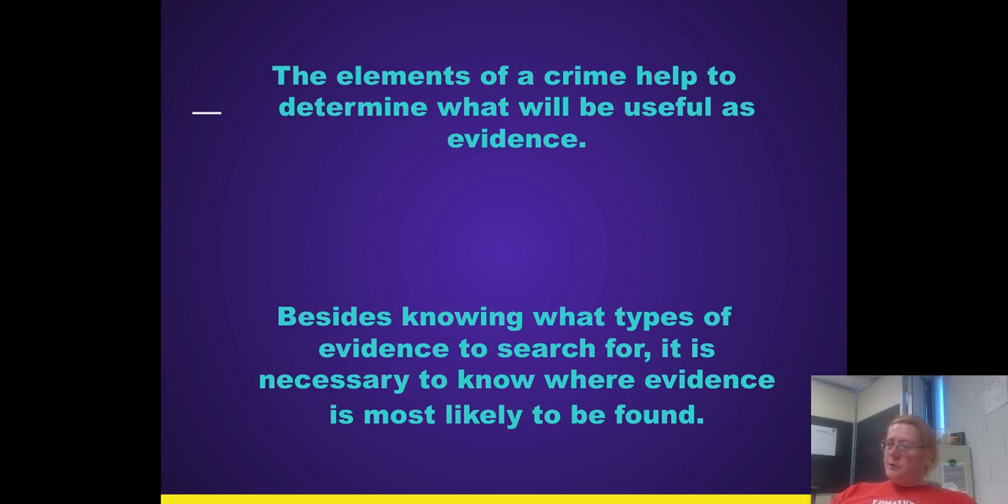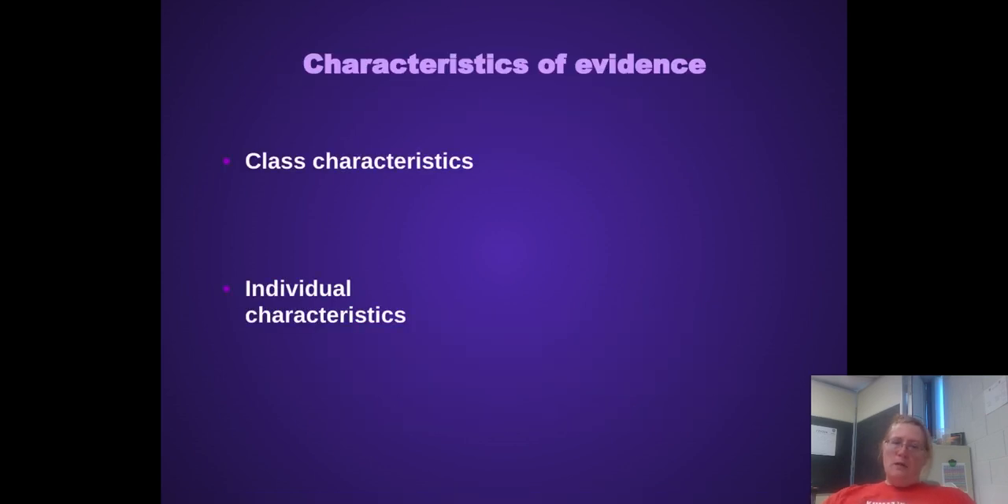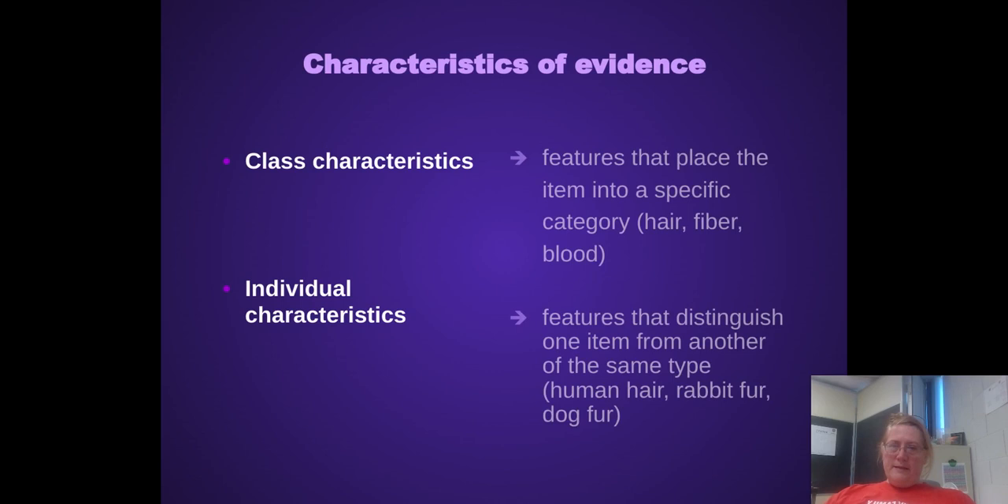This goes back to our last notes where we were talking about Locard's exchange principle. Anything that's left behind is going to help connect us to the crime, or anything that the criminal manages to take with them is going to help connect to the crime. It's the elements of the crime that help connect things, so you have to know what the crime is. Was it a burglary? Was it a murder? Kidnapping? Besides knowing what type of evidence to search for, we have to know where it's most likely to be found. So we have different types of evidence, such as class characteristics.